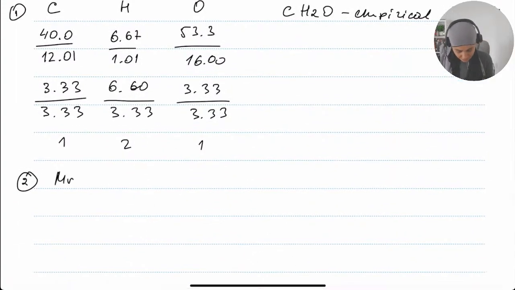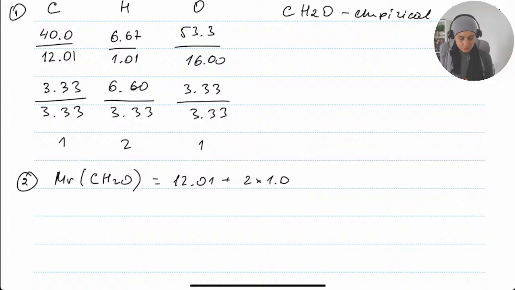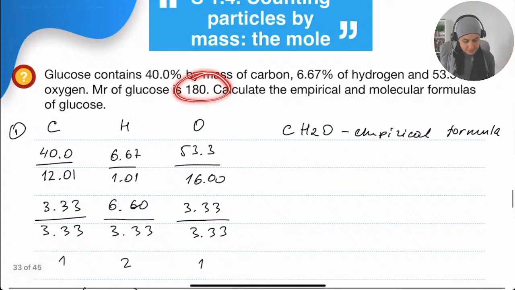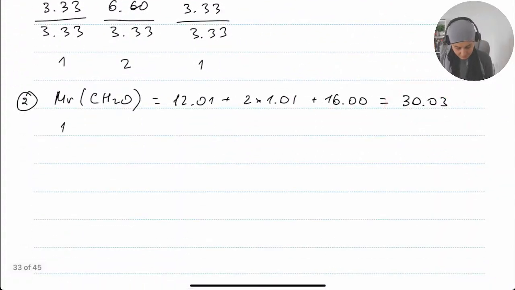So I find Mr of CH2O, and then I divide the true molecular mass over the molar mass of the empirical formula, and this way I see how many times heavier the true molecule is relative to our empirical formula. So Mr of the empirical formula is 12.01 plus 2 times 1.01 plus 16, which is 30.03, and then you take the true molar mass, 180, divided by 30.03.